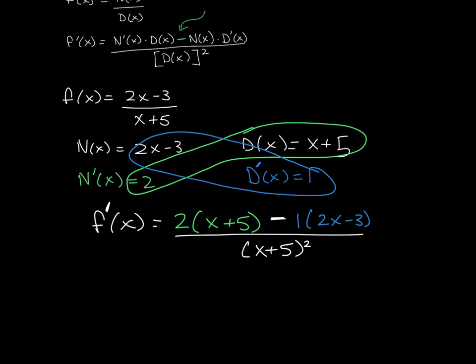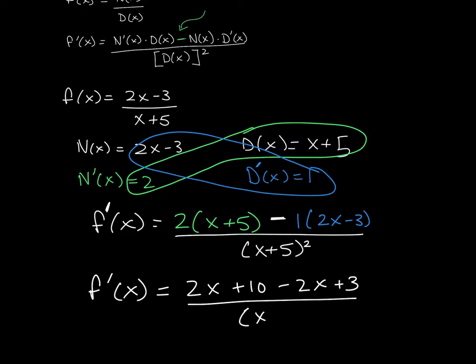So what is the derivative of the function? It's just 2x plus 10 minus 2x plus 3 all over x plus 5 quantity squared. Or if you go ahead and combine both of those, you just get 13 all over x plus 5 quantity squared.